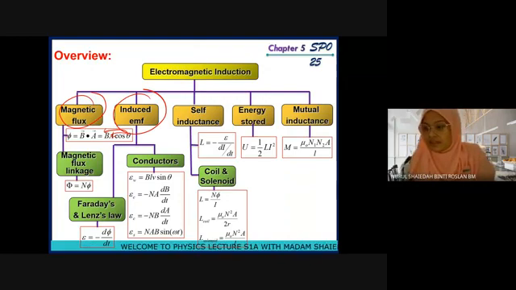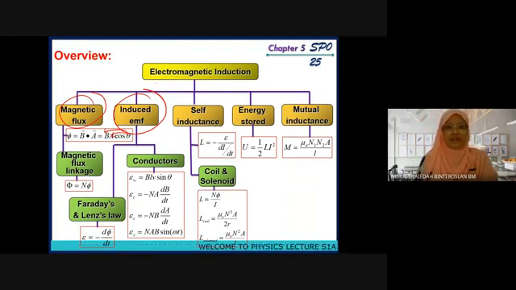Alright, so kita masuk kepada seterusnya, magnetic flux linkage and then Faraday's Lenz law, conductor, coil and solenoid. So yang ini kita dah go through magnetic flux linkage, Faraday law. So remember back what Faraday said. Faraday cakap induced EMF can only be produced where it is equal to the change of magnetic flux over dt.